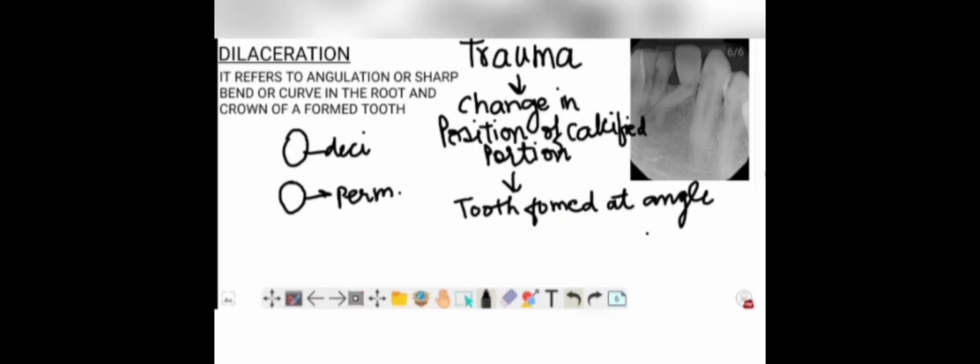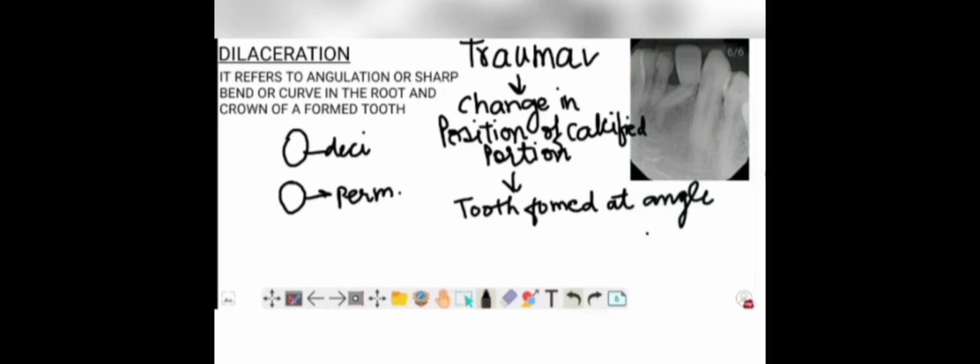Now let's see the next developmental disturbance, that is dilaceration. What is dilaceration? It refers to angulation or sharp bend or curve in the root and crown of a formed tooth. So in simple words, it is just bending of the tooth. Now how does it occur? First, there will be trauma to the developing tooth, and then there will be change in position of the calcified portion, because of which the tooth will be formed at an angle.